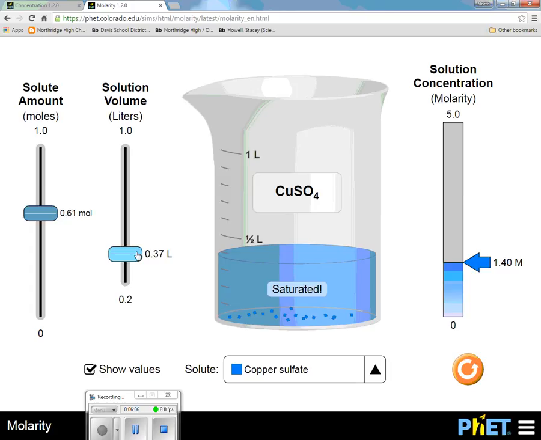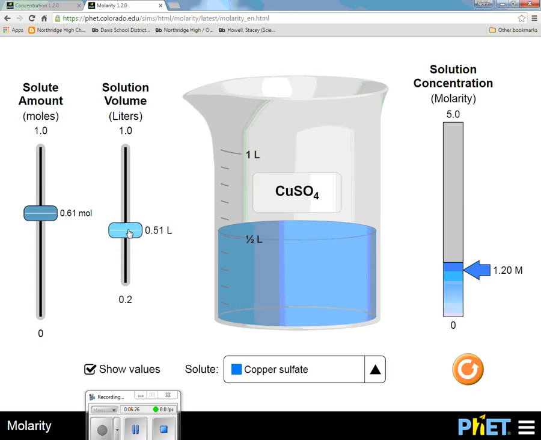So maybe I need to add some more liquid. Look at what happens. Just with a little bit of water change, I go from saturated to unsaturated. And unsaturated means I don't have anything left down at the bottom. I can put more in.